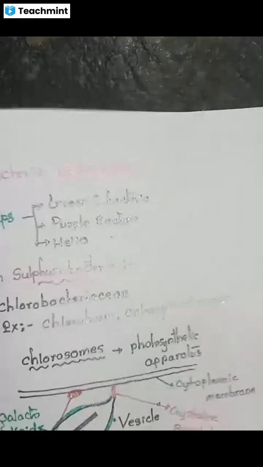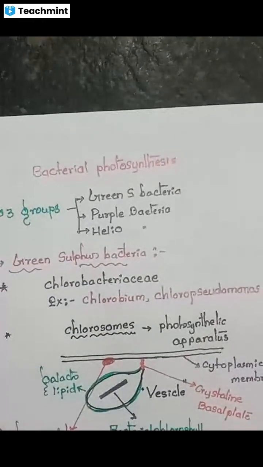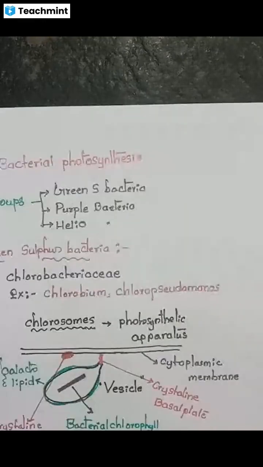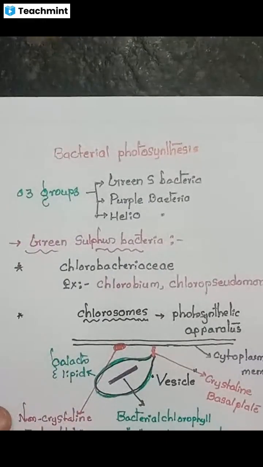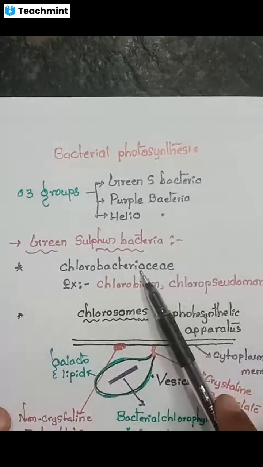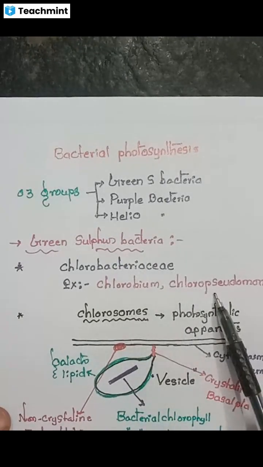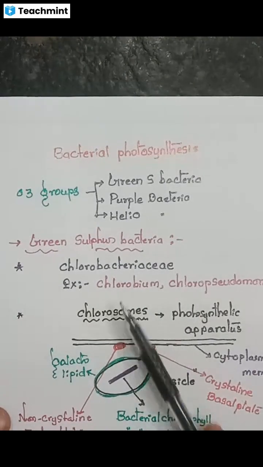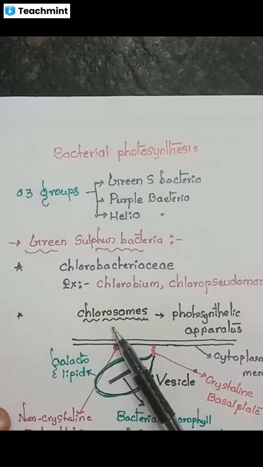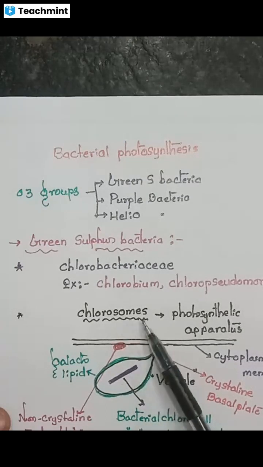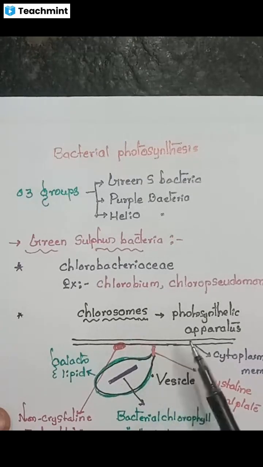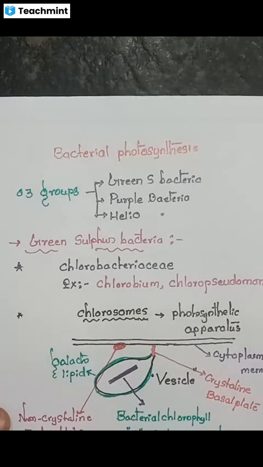So once again, I repeat. The photosynthetic bacteria are classified into three major groups. They are green sulfur bacteria, purple bacteria, and heliobacteria. The green sulfur bacteria belong to Chlorobiaceae. The common bacteria are Chlorobium and Chloropseudomonas. In green sulfur bacteria, the photosynthetic organelles are chlorosomes. They are closely associated with the cytoplasmic membrane by a crystalline basal plate.